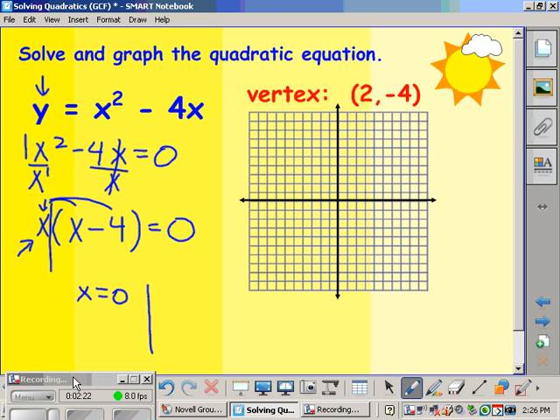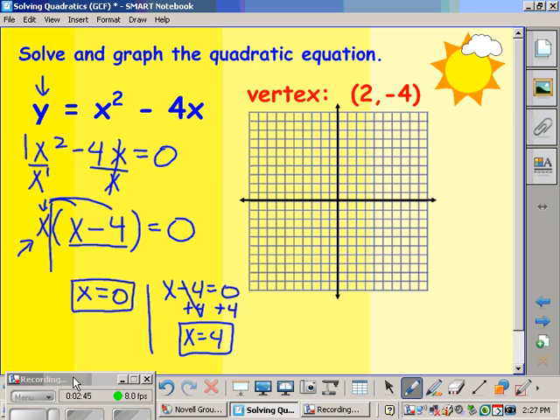x equals 0, which means 0 is one of the possible solutions, or you could say it's one of the x-intercepts. To find our second x-intercept, we're going to take the x minus 4 and set that equal to 0 as well. But we're going to actually have to solve this for x. And we get x equals 4, which will be our second x-intercept. So those are our solutions to the quadratic.